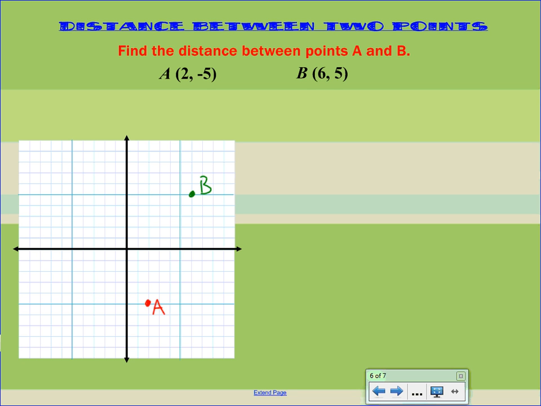And now I want to find the distance between these two. So I'm looking for this distance right here. And again, it's at an angle, so I'm going to need to find my horizontal and vertical distances to make that right triangle. So here we go. Our horizontal distance, which I will do in blue, is going to be from here over here. That looks like that is a total of 4 units.